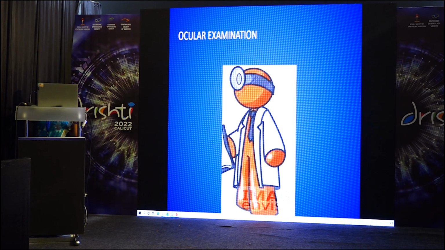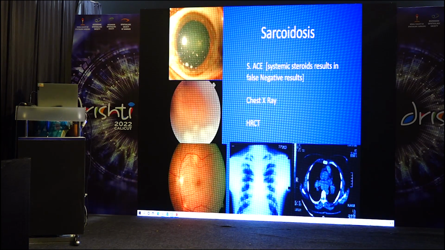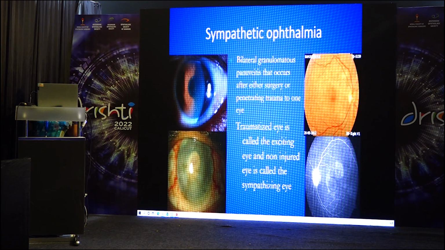Next comes ocular examination. A meticulous slit lamp and indirect examination is a must for a uveitis workup, and that should be done thoroughly every visit. For example, in this patient it's very clear that it's a granulomatous anterior uveitis. Fundus shows pars plana exudates and choroidal granulomas. So that was a case of sarcoidosis. The patient had raised ACE and HRCT showed hilar lymphadenopathy.